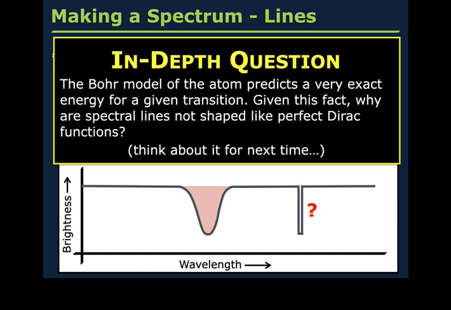So that's the question I want to leave you with at the end of this lecture. The Bohr model of the atom predicts a super exact energy for a given transition. Given this fact, why aren't spectral lines shaped like perfect little Dirac functions, just absorbing one wavelength? I want you to think about reasons behind why this might not be right, and we'll come back to answering that at the start of the next lecture.